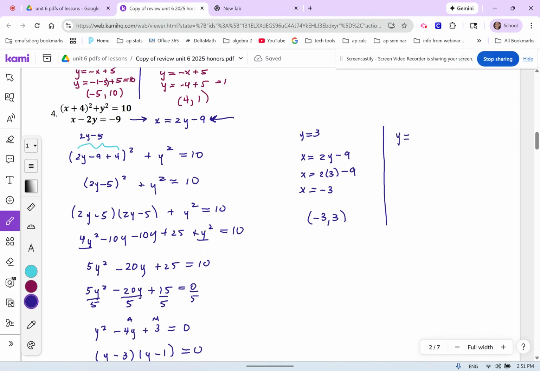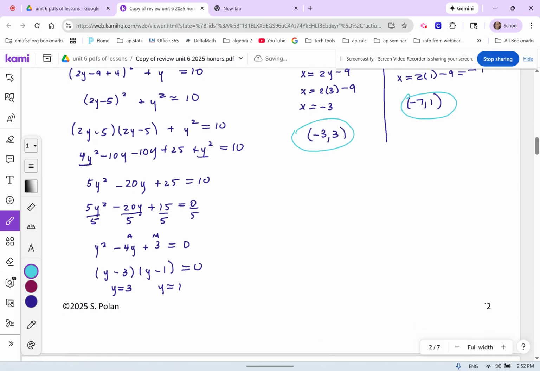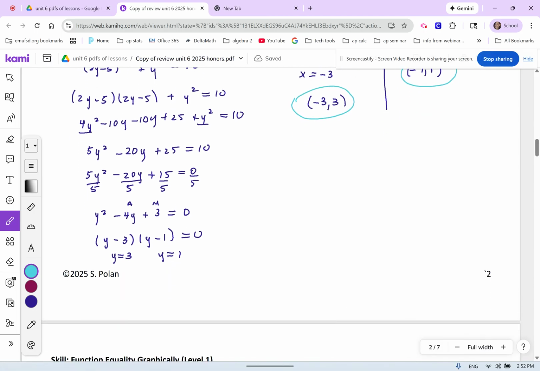And now when y is equal to 1, so it's 2 times 1 minus 9 or -7. So my second solution is -7, 1. And so you can either check your solutions algebraically or using GeoGebra. Hopefully this video helps.